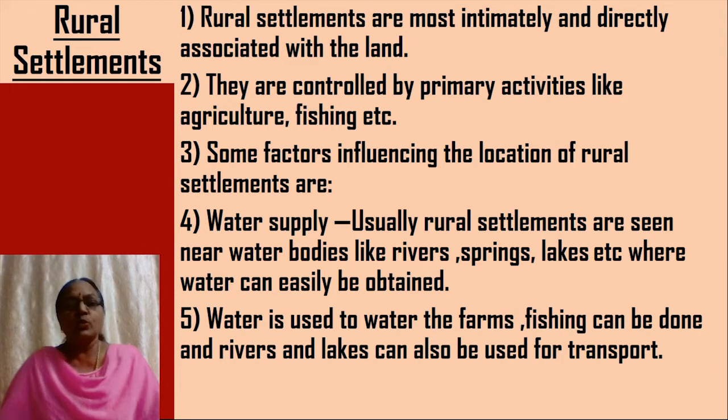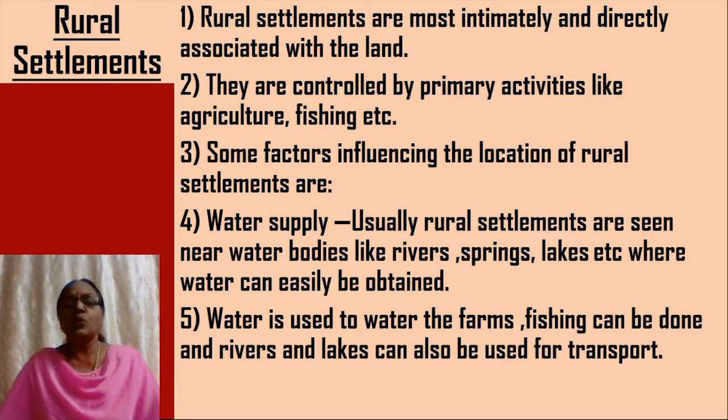What are rural settlements? Rural settlements are most intimately and directly associated with the land. They're usually seen in rural areas or in the villages. And what is the occupation of the people in the rural regions? Yes, they are primary activities. So they are controlled by primary activities like agriculture, fishing, etc.